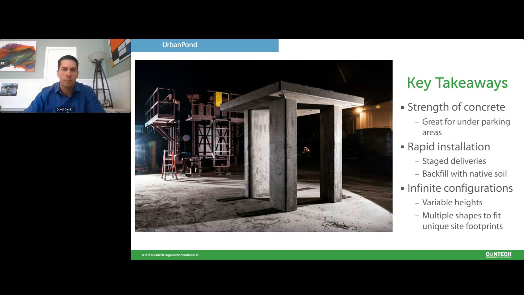So key takeaways for UrbanPond is strength. Concrete is strong and it's great for underparking areas. It can also be rapidly installed. When sites have limited availability, deliveries can be staged, and it can be typically backfilled with native soils. This saves one more expense, one more thing that the contractor has to negotiate or plan ahead about. And as mentioned earlier, it has infinite configurations with variable heights and multiple shapes to fit unique site footprints. Thanks for your time. I'll turn it back to Rob now.